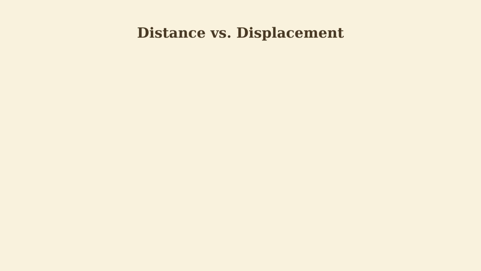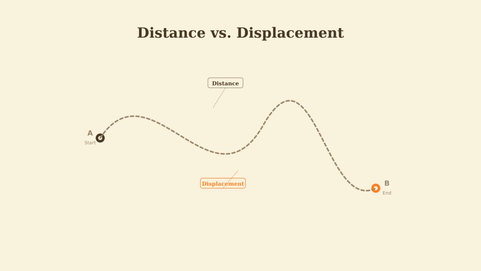To describe motion properly, we need two more ideas: distance and displacement. Distance is the total path length an object covers, no matter how winding that path is. Displacement is the shortest straight line from the starting point to the ending point, along with its direction.